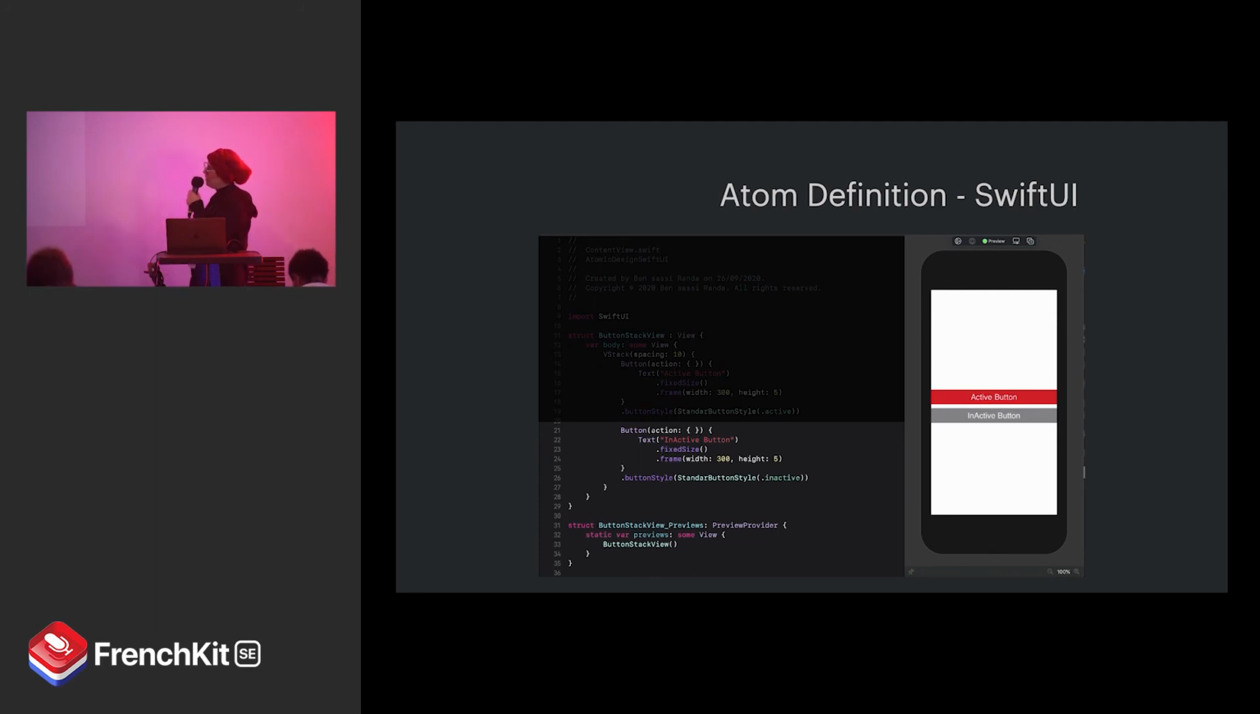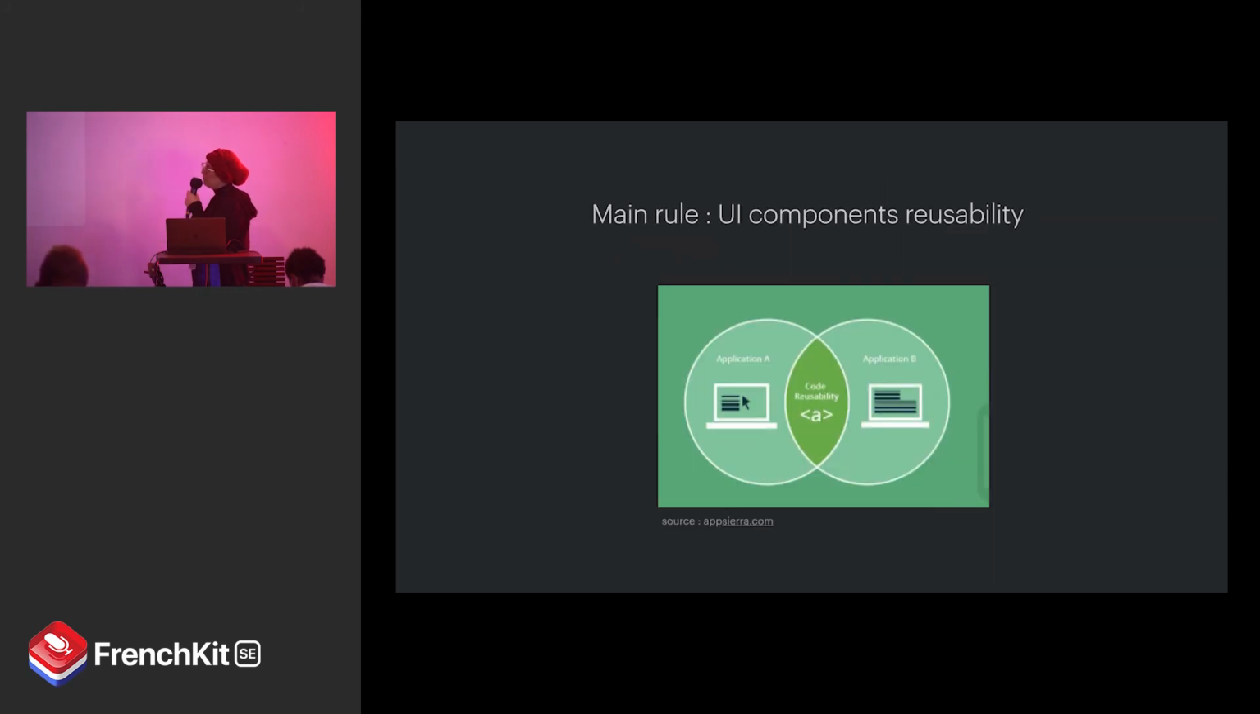So for the rest of the atoms like labels and text fields, we will follow the same recipe. Now for the other blocks of atomic design, there is a main rule, which is code reusability. There are two sides of code reusability: the UI component reusability.